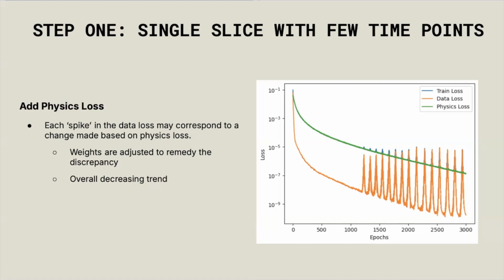We do get these really interesting spikes in our data loss when we split it up into data and physics. So when we add the physics loss, we start getting these spikes, and we think that is probably because as our physics loss trains and changes the weights and biases, every once in a while it moves in a way that might satisfy the physics loss term better, but it makes a significant difference in the data loss, and we get this big spike. As it goes through this process, it adjusts the weights and biases, and it just overall ends up remedying this discrepancy. And we can see that as we get this overall decreasing trend, even in our physics loss and train loss.